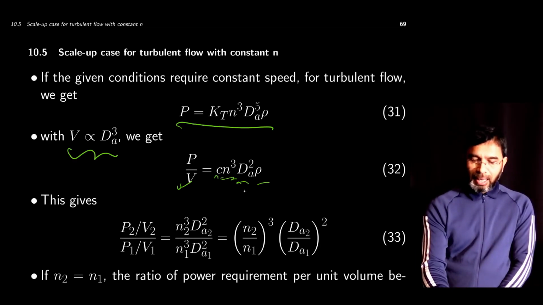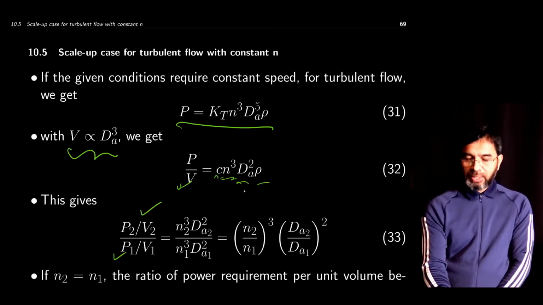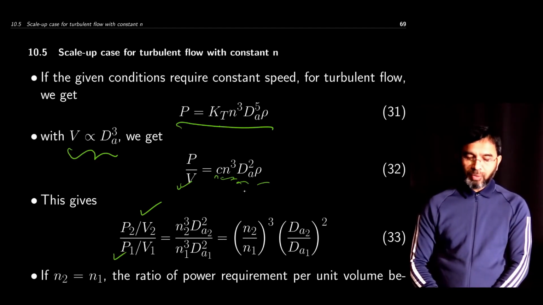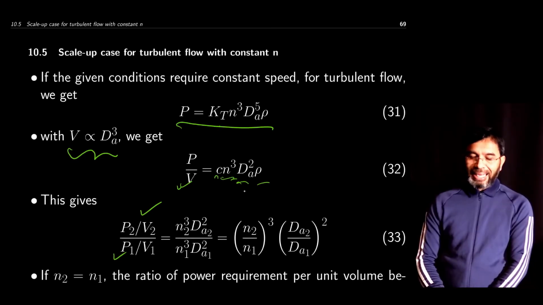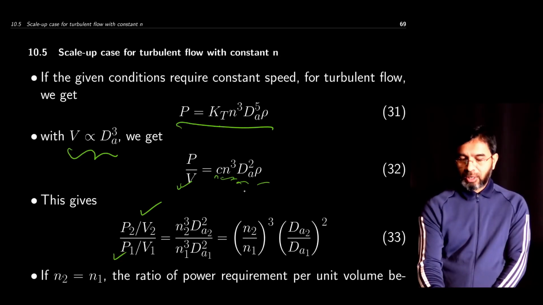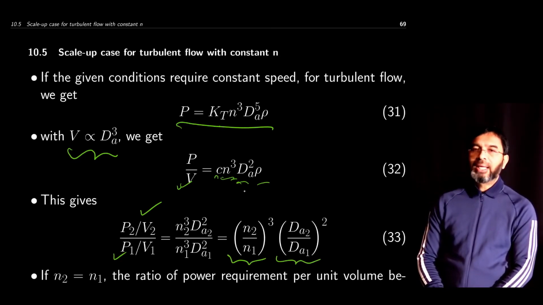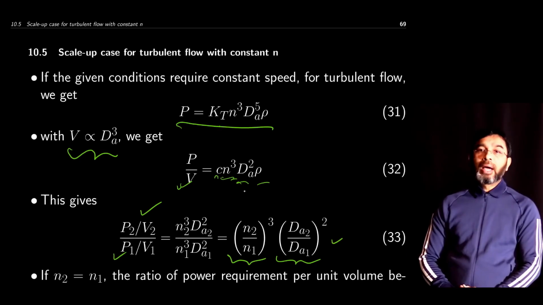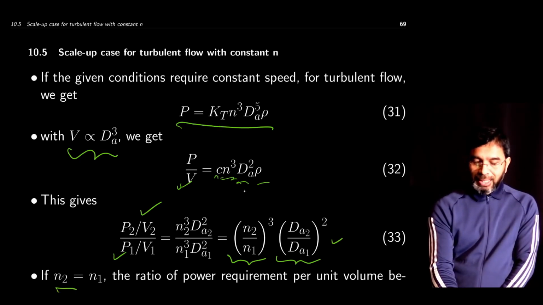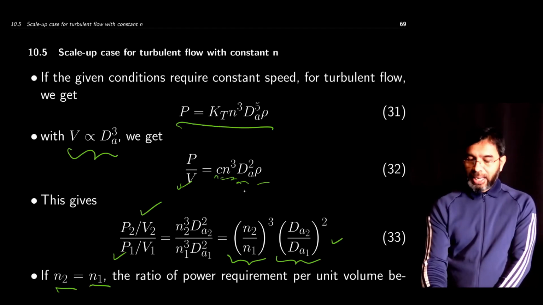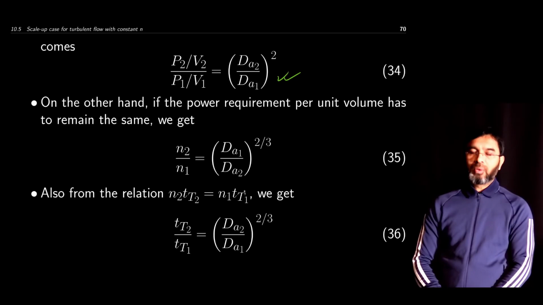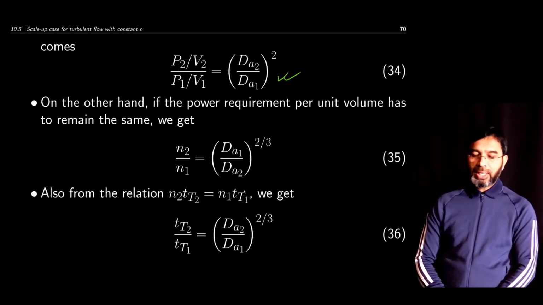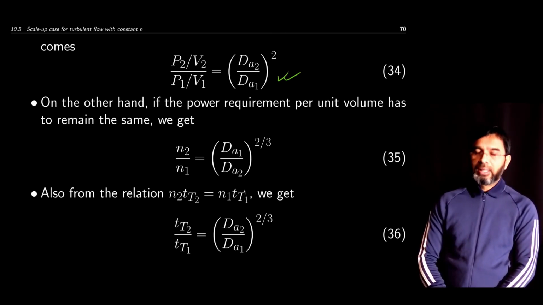Now if you have the large scale and the small scale, for which you can get P2 over V2 over P1 over V1, that will simply become, C will cancel out and we'll have simply n cube dA square, that ratio. And if we separate these two, it will be simply (n2 over n1) cubed and (dA2 over dA1) squared. Now if we want to maintain n2 equals n1, in that case, the ratio of power requirement per unit volume will be (dA2 over dA1) squared. Okay, so that's how you calculate the power requirement when the rotational speed remains the same.